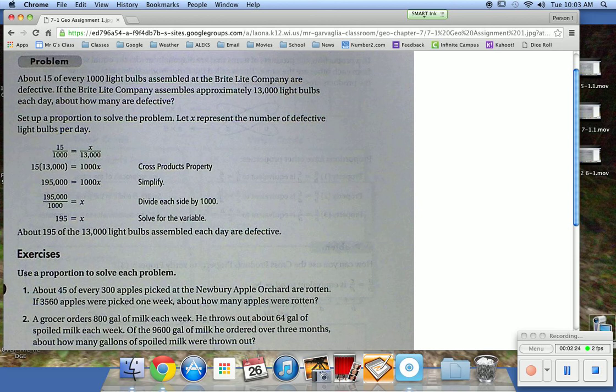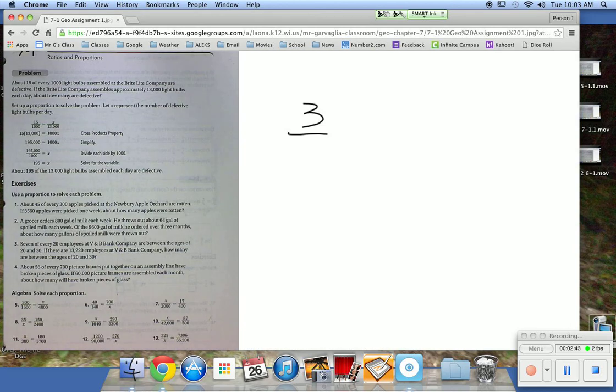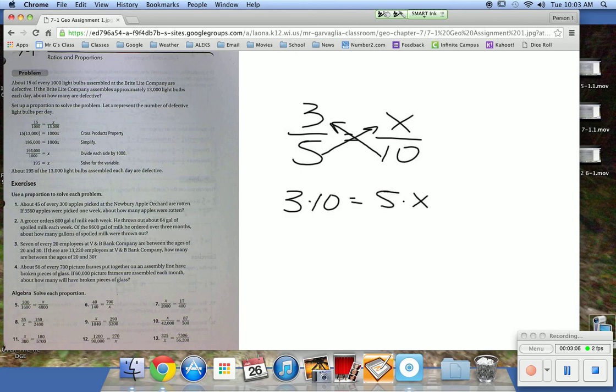Cross product property, cross multiply and divide. Anybody have never done cross multiply and divide? Does anybody have questions on cross multiply and divide? What you have to do. If I am going to figure out 3/5 equal to x over 10, cross multiply would be I'm going to multiply my denominator on one side to the numerator on the other. And then back the same way, denominator to numerator. 3 times 10 equals 5 times x. 30 equals 5x. Divide by 5 on both sides. X equals 6. Now that's the way that's cross multiply and divide.